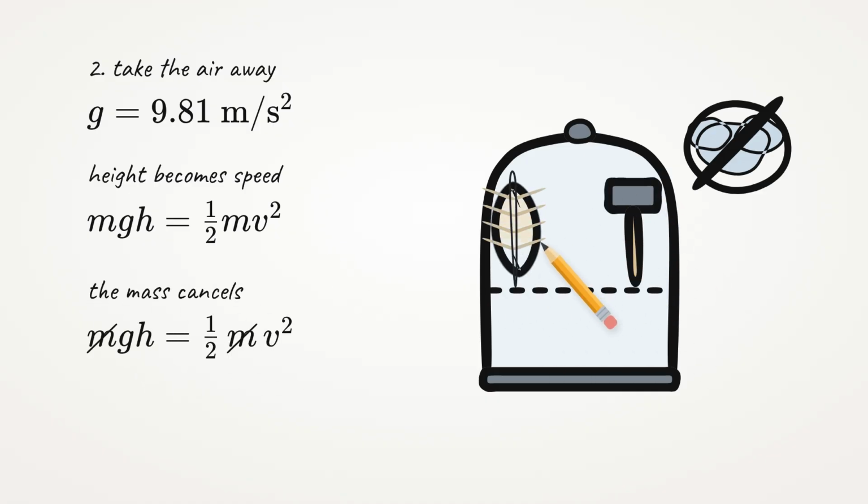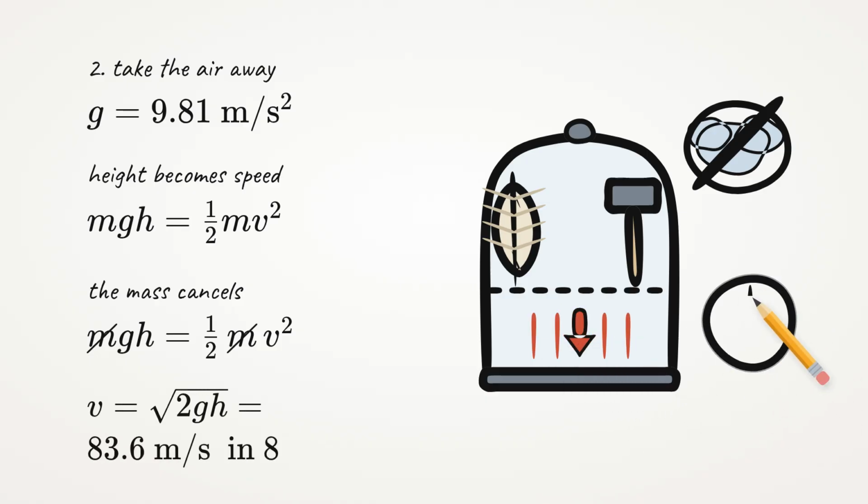That is why a feather and a hammer fall together on the moon. Solve for speed, the square root of 2gh. That is 83.5 meters per second in 8.5 seconds.